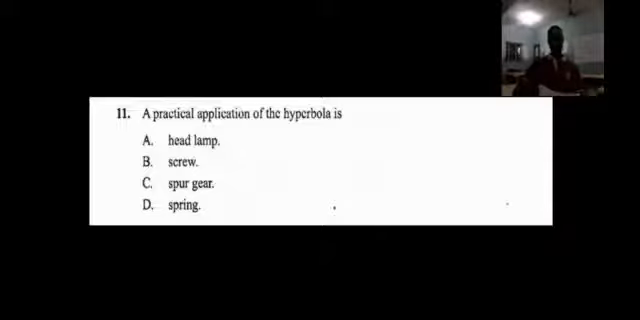Question 11. The practical application of the hyperbola is what? In practice, hyperbola is normally used to construct the headlamp of a car. Parabola actually is also used to construct the same thing. Hyperbola is also used to do the same. The answer is A.